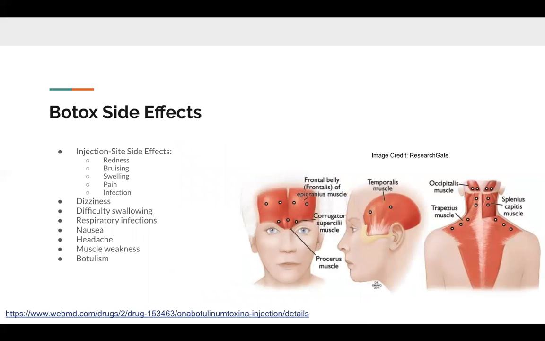So some of the side effects of Botox include injection site redness, bruising, swelling, pain, and infection, dizziness, difficulty swallowing, upper respiratory infections, nausea, headache, muscle weakness, and something called botulism, which is poisoning from the botulinum toxin, which is what you are being injected with, so it makes sense. On the right is a figure of the injection sites for Botox treatment of migraine, which is something that I undergo. It is not a pleasant treatment, but I have found that it works quite well for me. And I'll go into that a little bit more later.